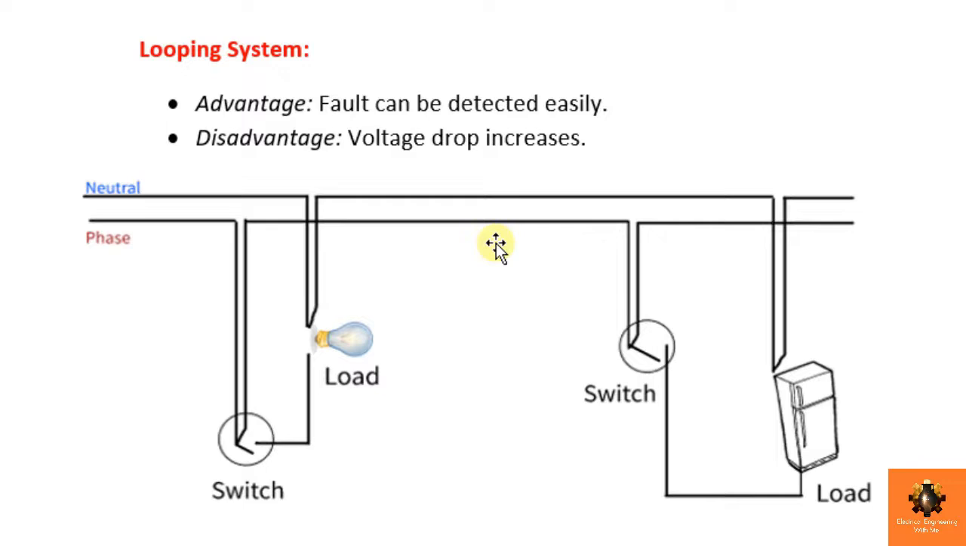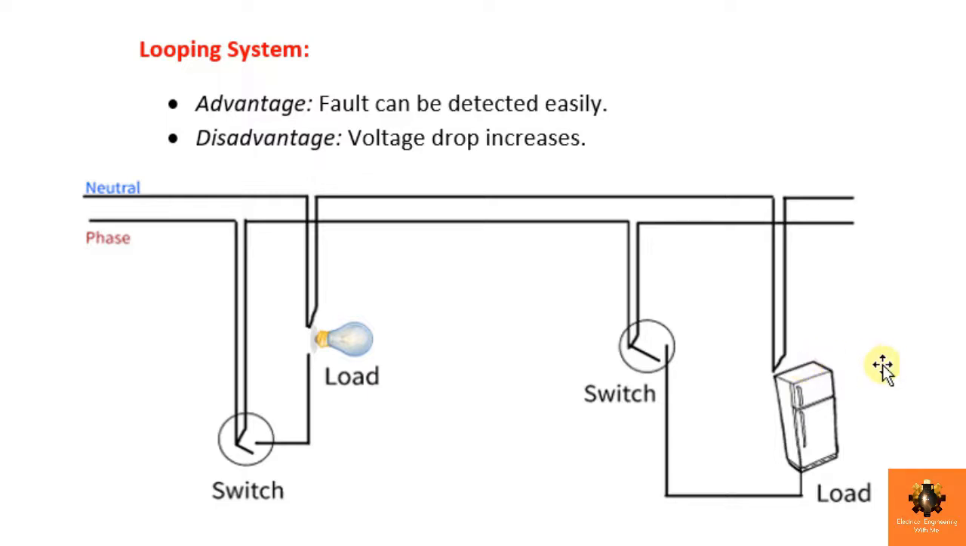So next, coming to the looping system. In this type of wiring system, the phase wire is looped in switch boards and the neutral wire is always looped in loads. Here you can see this phase wire is looping in these switches, looped here and looped here, and this neutral wire is connected to this bulb, and for this load we are looping from this terminal without making any joint in the wire. Okay, so I can say that in this system loads are connected in parallel.